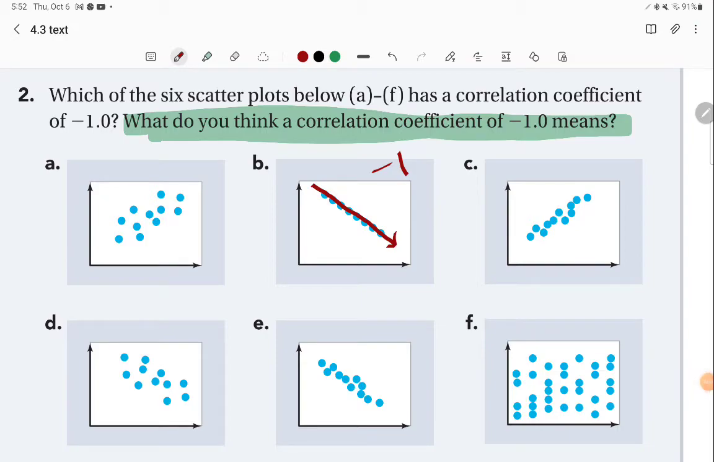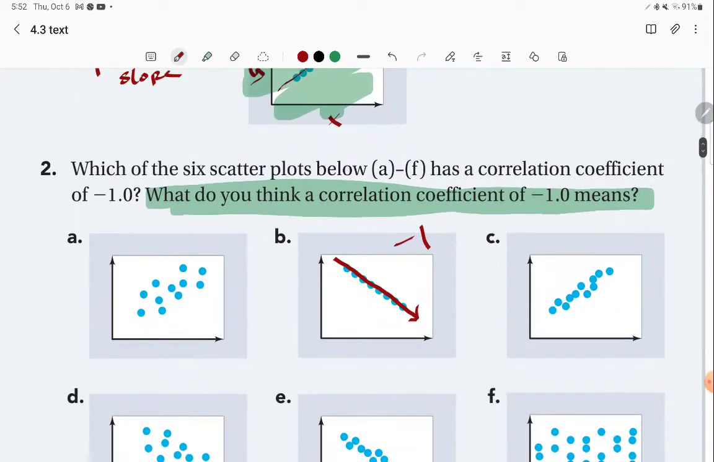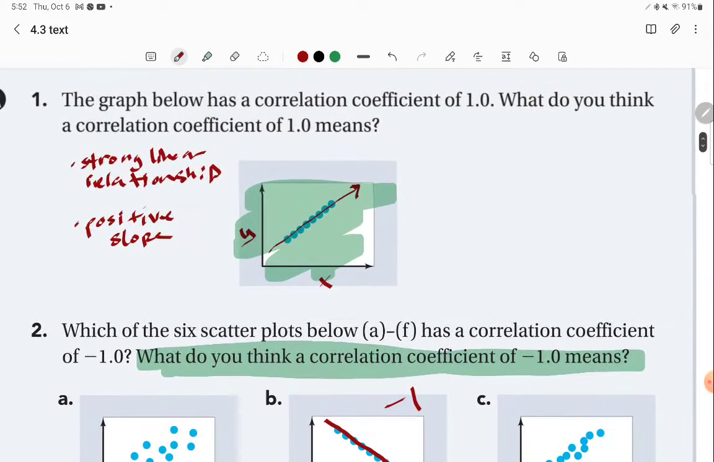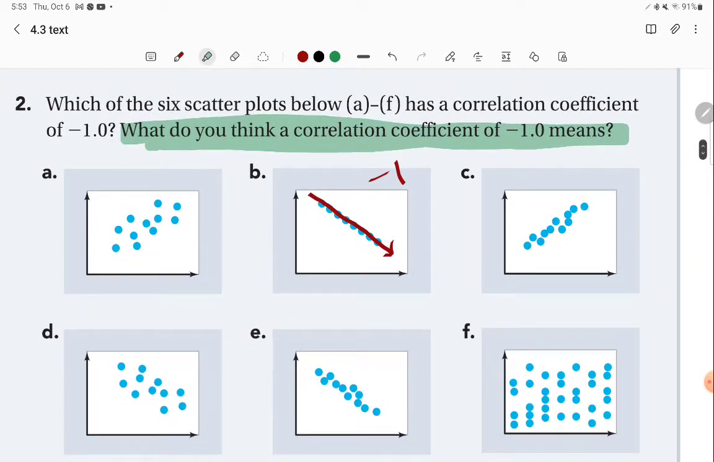Okay, you should have graph B has a correlation of -1, because that's exactly like the one that we did that has +1, only it has a negative slope. So it's got a strong linear relationship, but now instead of a positive slope, this has a negative slope. So a strong linear relationship and a negative slope if the correlation coefficient is -1.